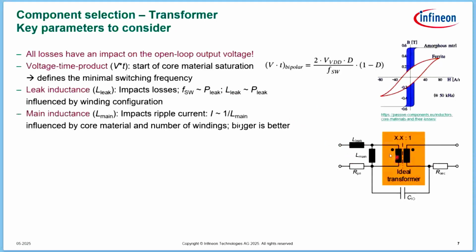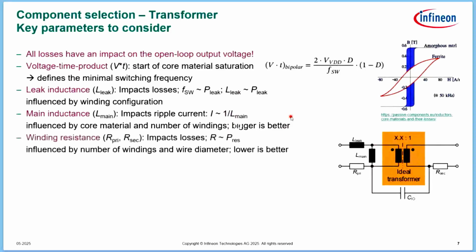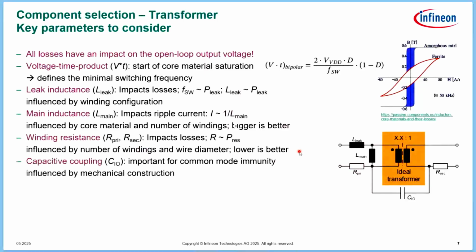The main inductance is, of course, most important to efficiently transfer everything to the secondary side. Bigger is better, and also it reduces the impact of the ripple current here. The winding resistance is obviously clear. This is actually an ohmic loss, which we want to minimize as best as possible. So here, this is influenced by the windings and the wire diameter in the construction of the transformer, and therefore we see it there as well. Last but not least, we have also the capacitive coupling outside. This is important for the common mode immunity, and this is very much influenced by the mechanical construction of the transformer.